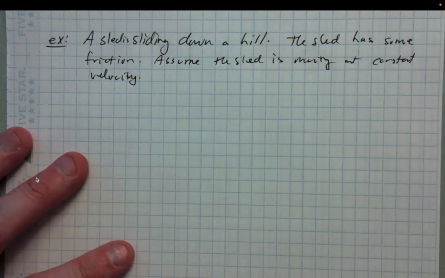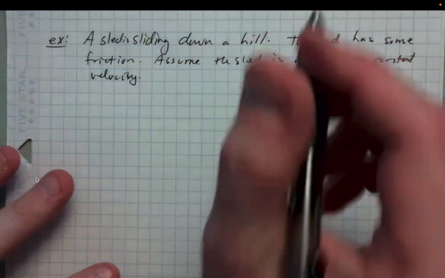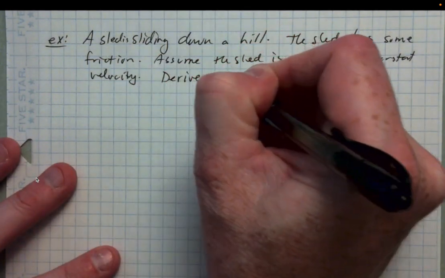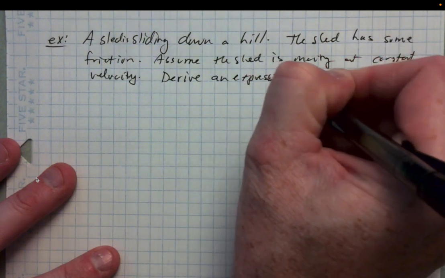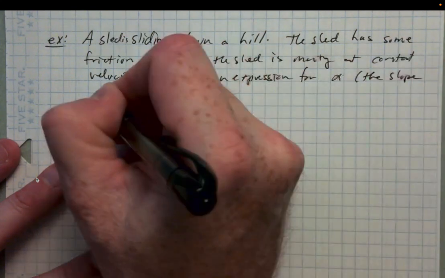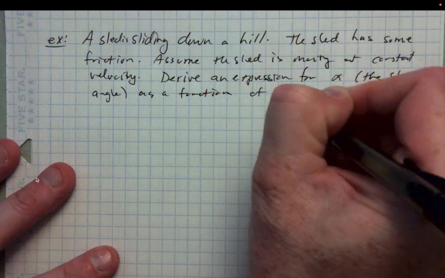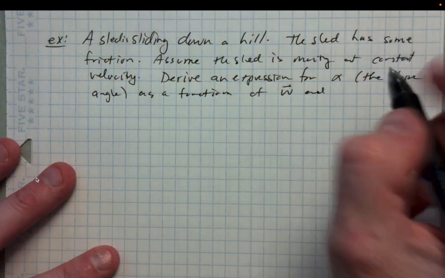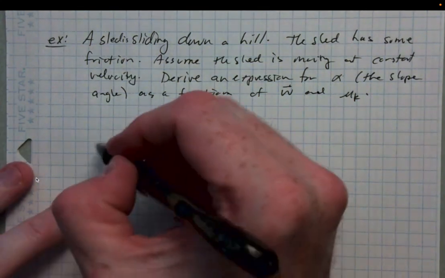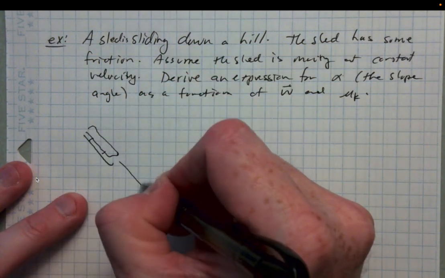Okay, and we want to derive an expression for alpha, the slope angle, as a function of the sled's weight and mu sub k, the coefficient of kinetic friction. Now remember what's going on here. We've got a sled on a slope, and it's sliding down the slope naturally.